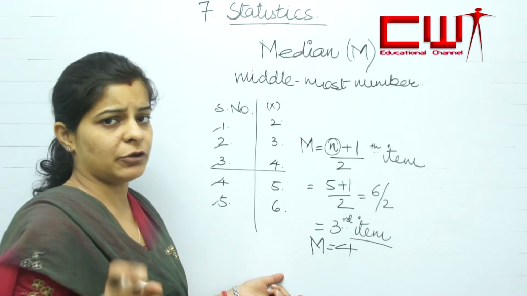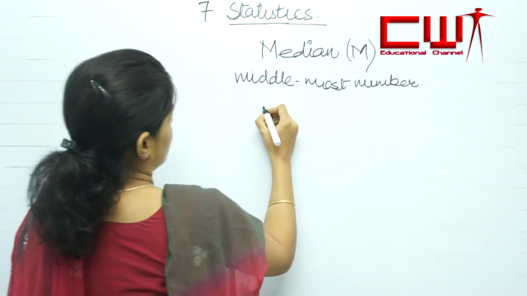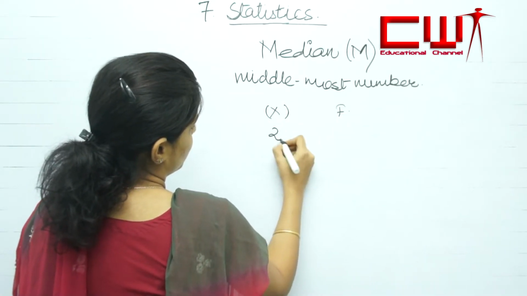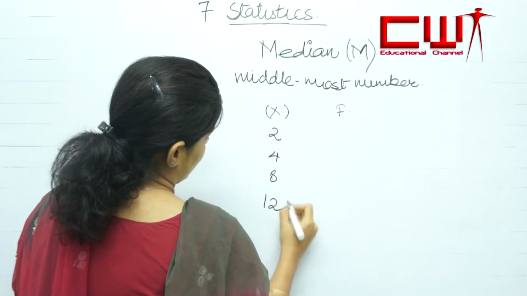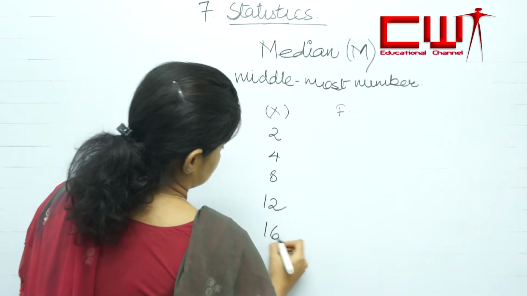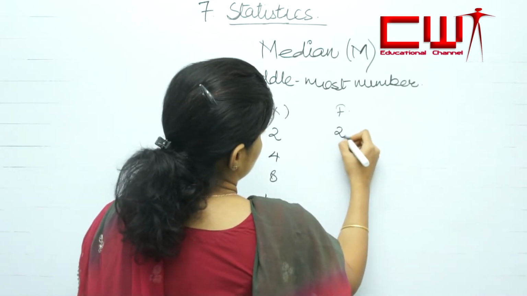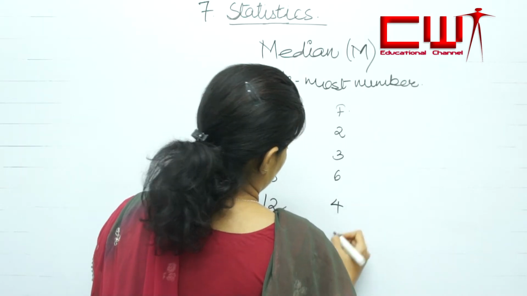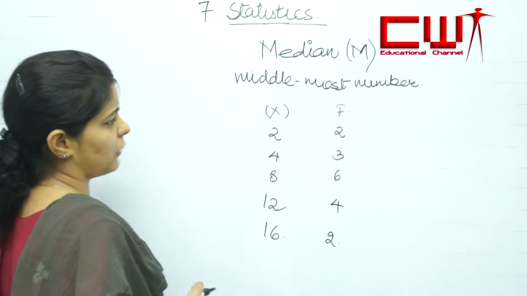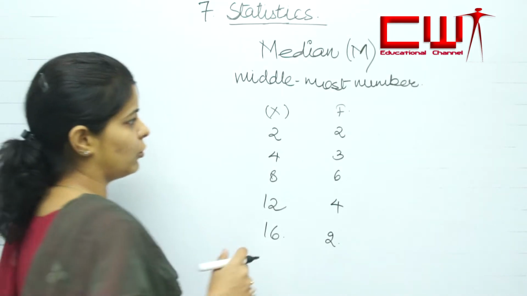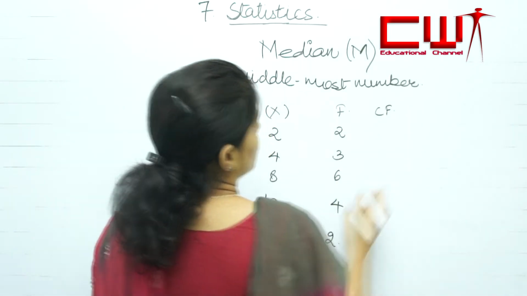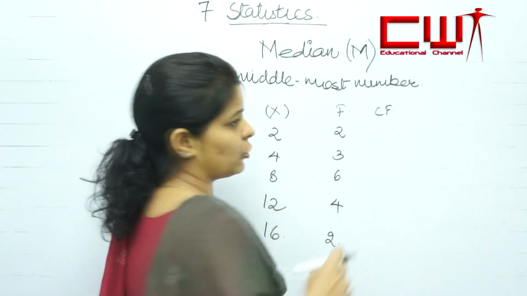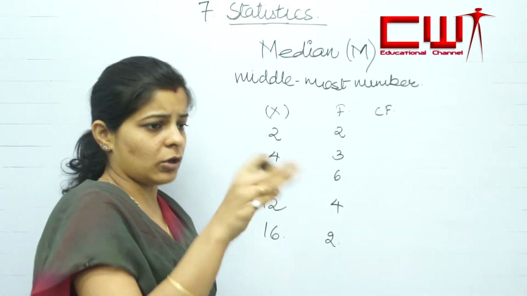But when frequency is given to you, let's see how you do it. You have observations or x and you have frequency, right? You have 2, 4, 8, 12, 16. Then you have the frequency as 2, 3, 6, 4, 2. Suppose this is the frequency. Now the third step that you do is find the CF. You know what the CF is? It is the cumulative frequency. Cumulative means piling up on top of the other.